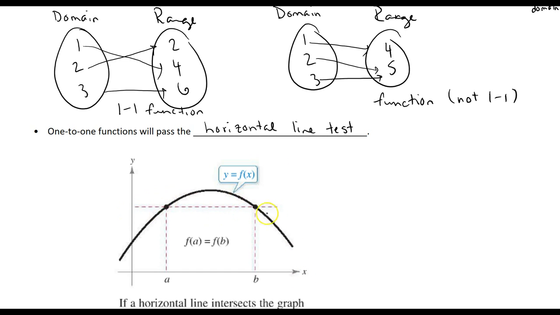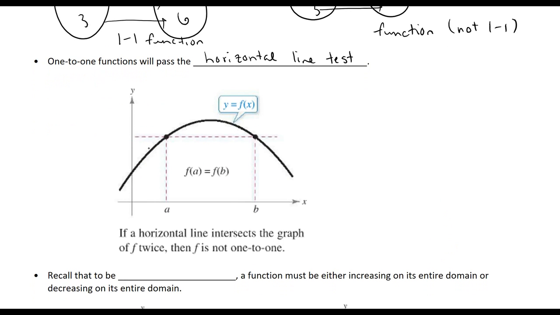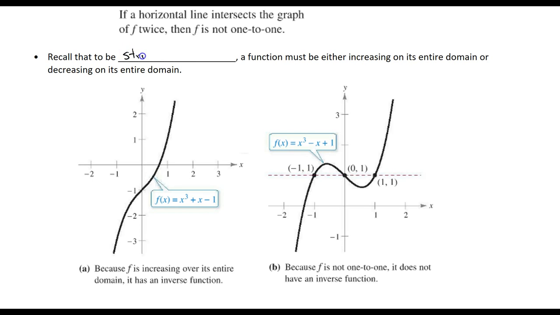So in this case, we would fail the horizontal line test for this graph because when we pass a horizontal line through, we hit the graph 2 times in at least one location. So this particular function here does not have an inverse. Now recall that to be strictly monotonic, we defined that earlier as saying that a function must be either increasing on its entire domain or decreasing on its entire domain. So you can see this function right here is strictly monotonic, and it would be one-to-one. It would pass the horizontal line test.